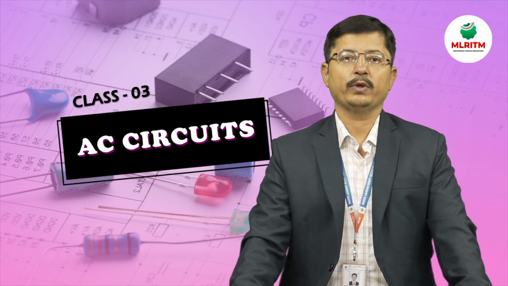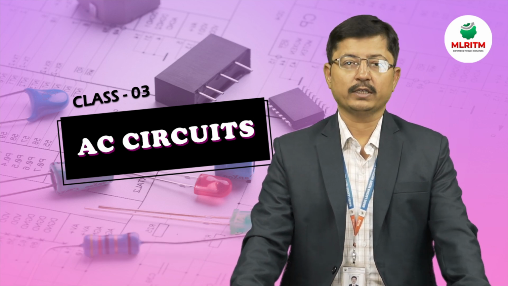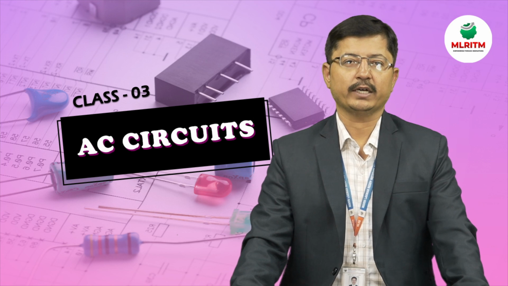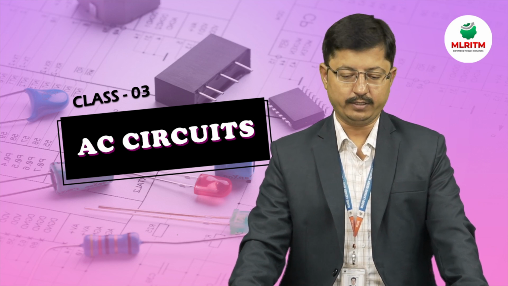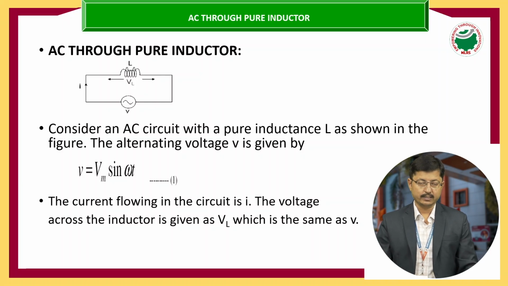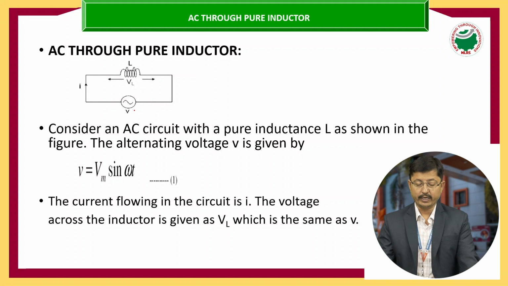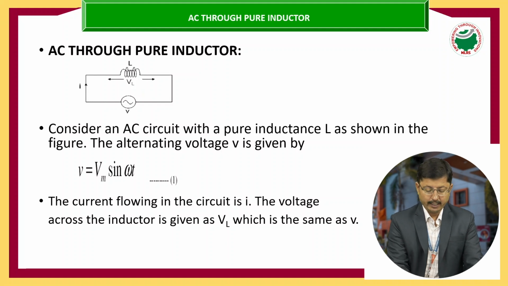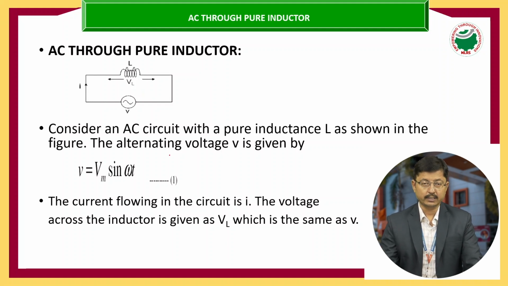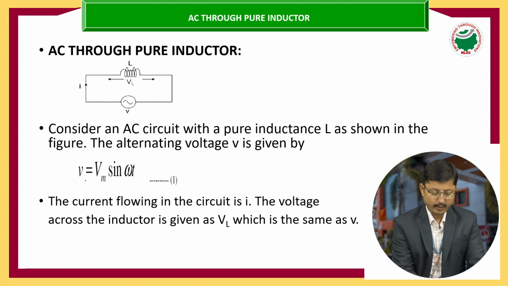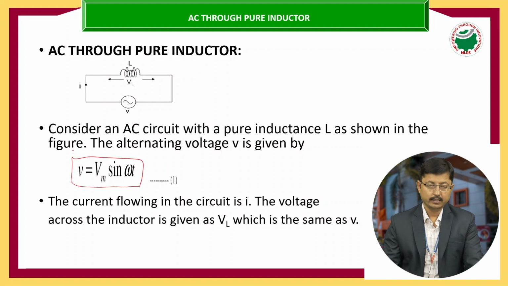So today I am going to cover the topics AC through pure inductor and AC through pure capacitor. Let us see the circuit here first. We are applying an AC supply to this inductor. An alternating voltage is applied to the pure inductor, given by V equals Vm sin omega t.